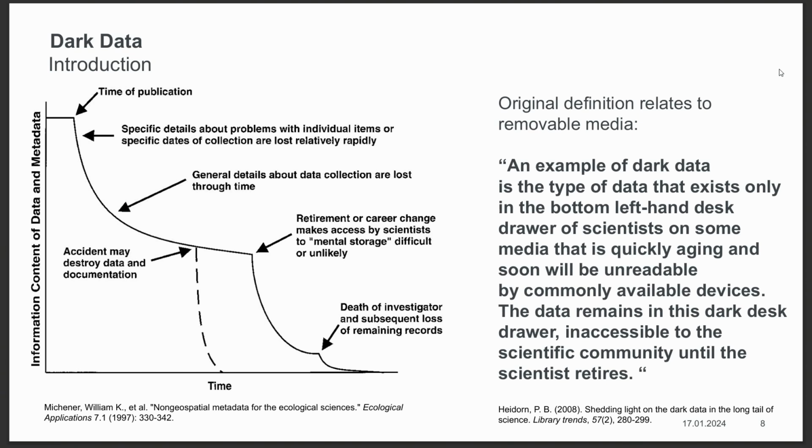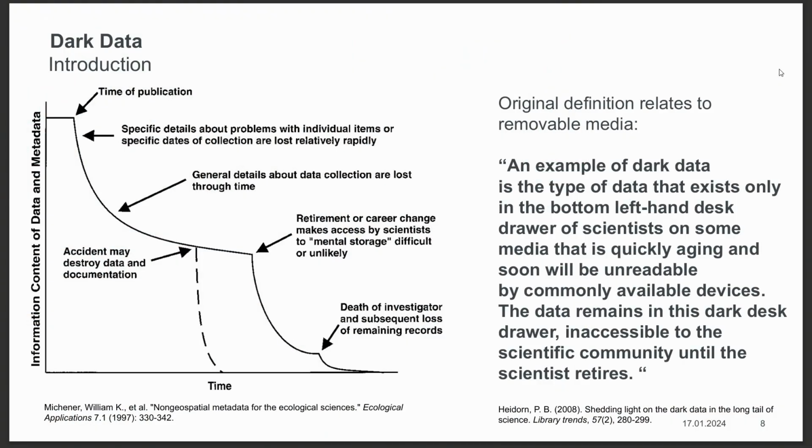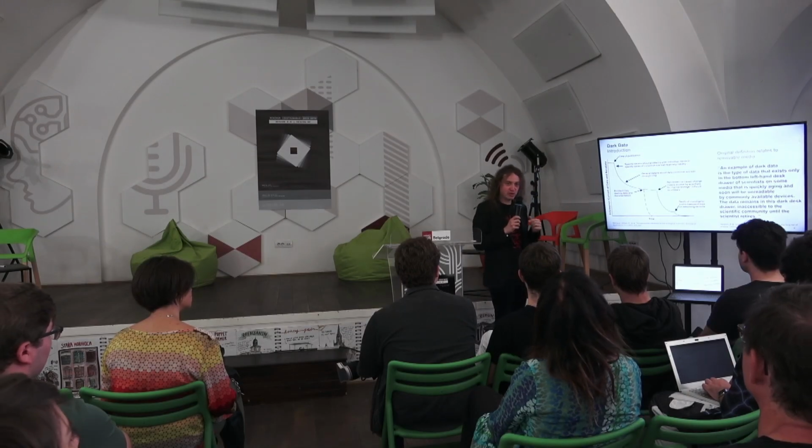This is typical of what happens after the publication of results in science. Soon after the publication, specific details get lost, and then general details about the data collection get lost. And then come some critical points, like accidents that destroy your media, or especially a career change or retirement. Usually you ask the person who is responsible for the data, hey, what did you do in that study? Do you have the data? They leave for whatever reasons, and they take all that mental storage with them.